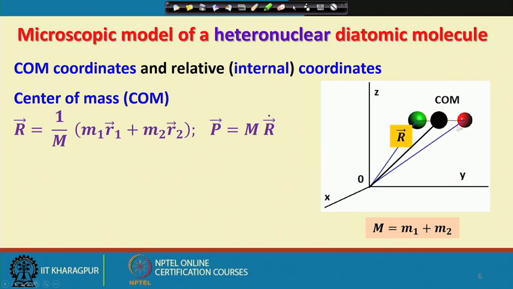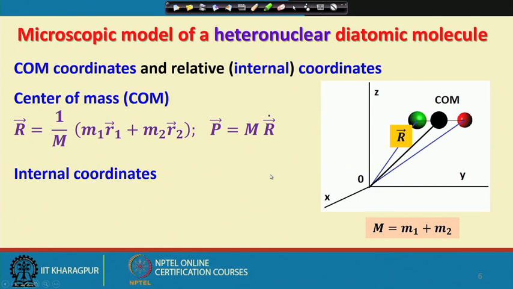And therefore, when this molecule moves, the overall translational motion can be seen in terms of the center of mass motion also. And then the center of mass will move with a momentum P, which is capital M times the time derivative of this position vector capital R, which has been presented here as R dot.